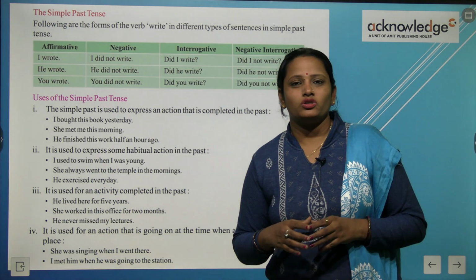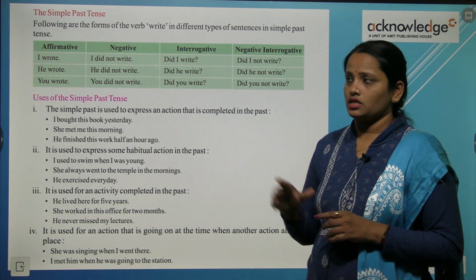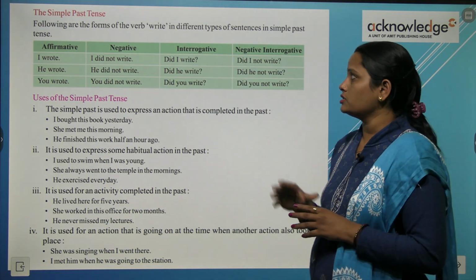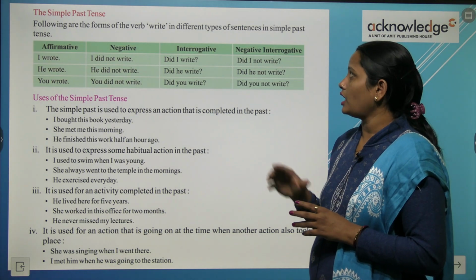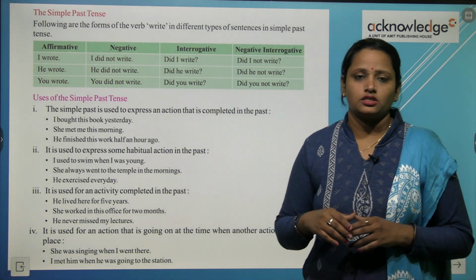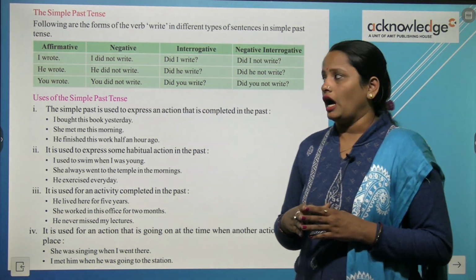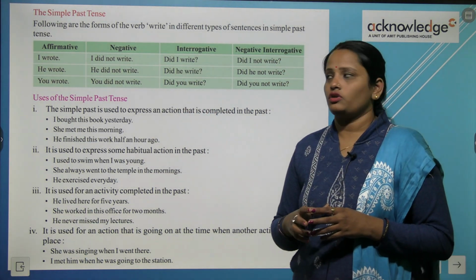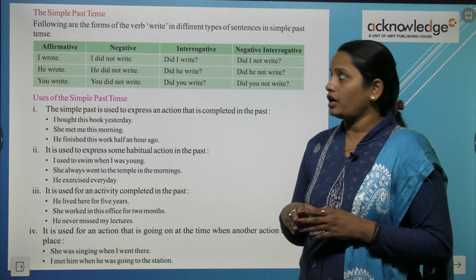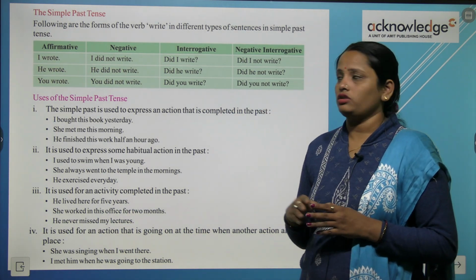Now, let's learn about simple past tense. So, following are the forms of verbs. Write in different types of sentences in the simple past tense. So, now write is used in the simple past tense. I wrote, I did not write, did I write or did I not write.